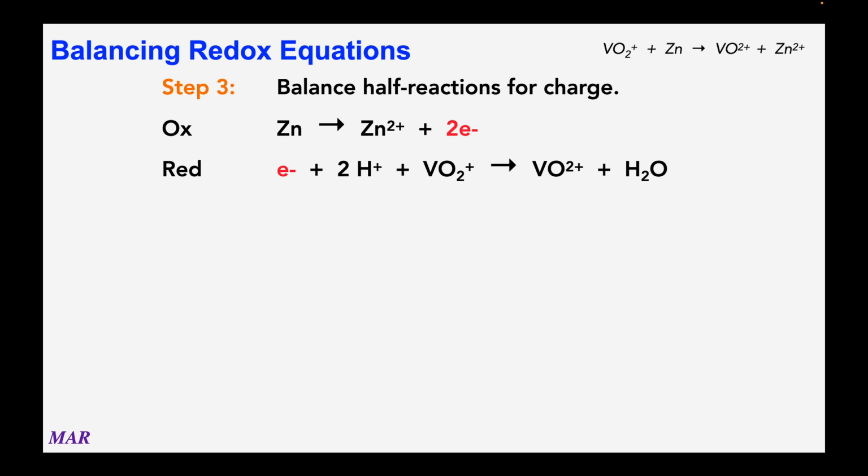And then if you look at it, minus 1 from the electron, plus 2 from the hydrogens, plus 1 from the VO2 plus, all of that gives you a positive 2 charge, which is what you have on the reduced part. So this is how it works.